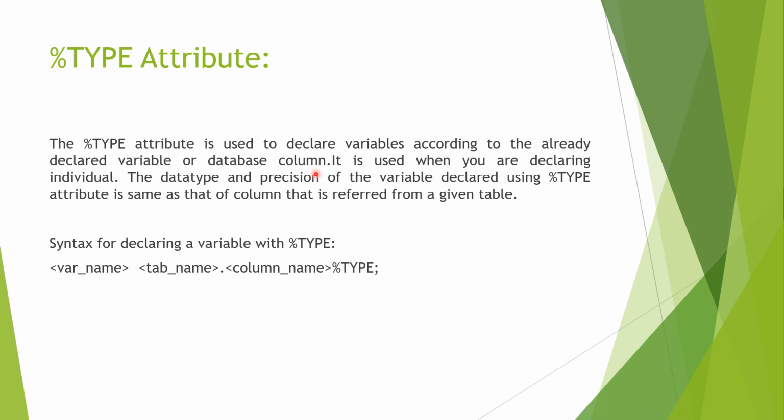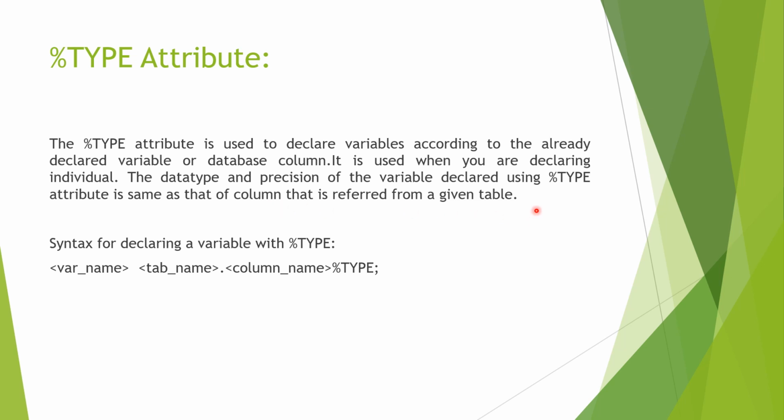First of all, we have to describe the table, then check each individual column, its data type and its width. That is a very tedious process, right? To avoid that, we can use the percentage type attribute. It is used when declaring individual variables, that means we take a different variable for each column name. The data type and precision of a variable declared using percentage type is the same as that of the column referred to from the given table.